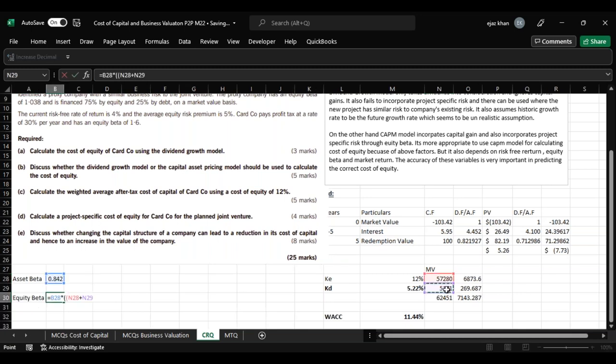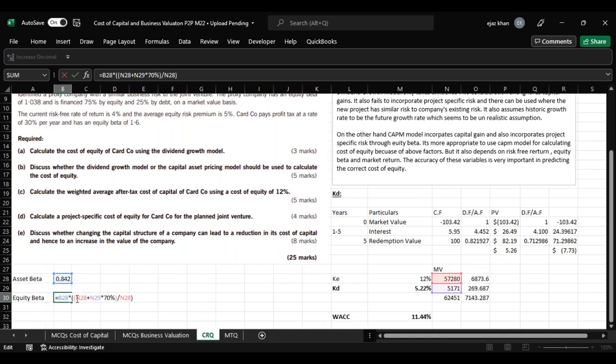Now the fraction will be reversed. So it'll be asset beta into equity plus debt times 70%, divided by equity. So it's 0.89.